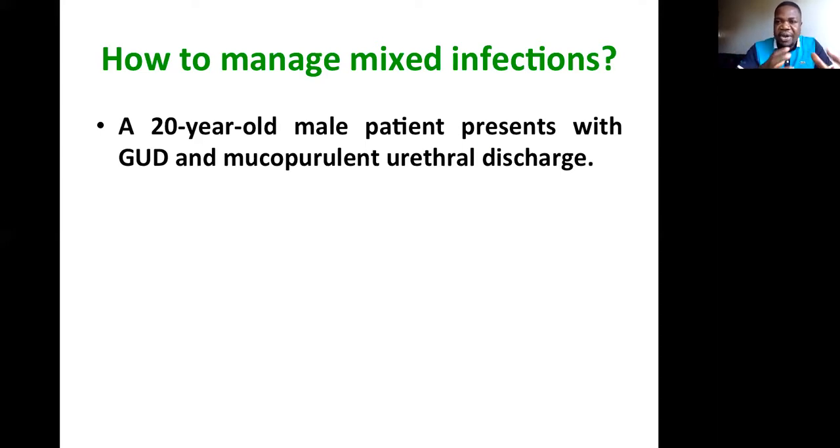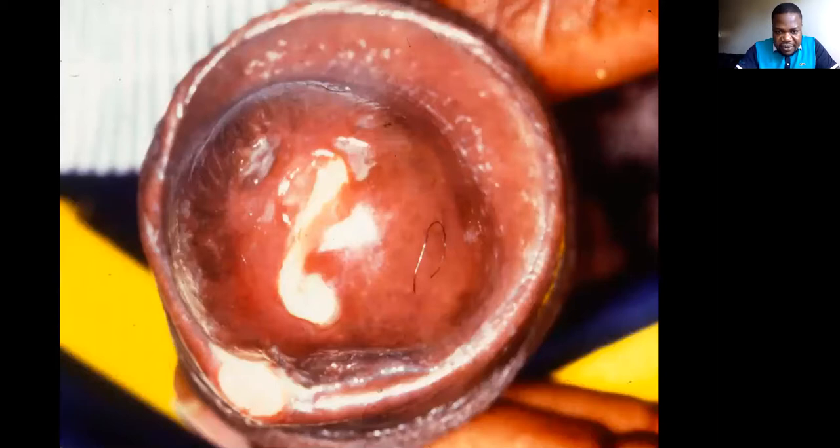So how do you handle this patient in terms of management, especially combination of different antimicrobial drugs? This is the patient, and you can see here that you have a urethral discharge, but here you can see that there is an ulcerative lesion. So you have a patient with a genital ulcer and discharge.